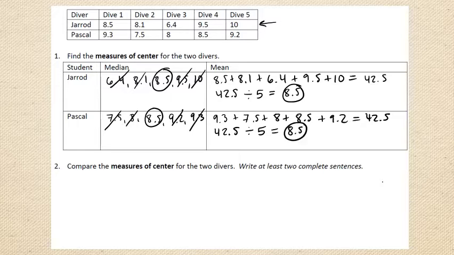So now compare the measures of center for the 2 divers and write at least 2 complete sentences. Remember, this is one of the most important skills that you can practice right now because a big piece of the 7th grade standards is that you can compare data sets.